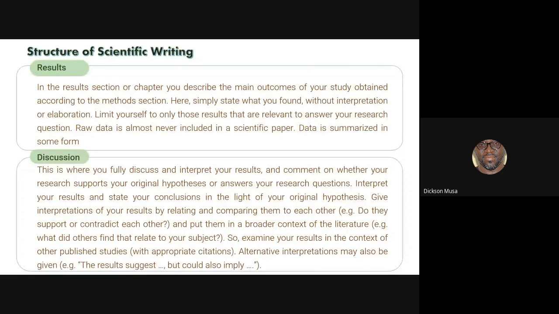Sometimes you may have a main interpretation of your finding, and you could also have an alternative interpretation. You should also state this in your discussion. An alternative interpretation may be given, like you say, the results suggest this, but will also imply this. This is how to report your alternative interpretation.